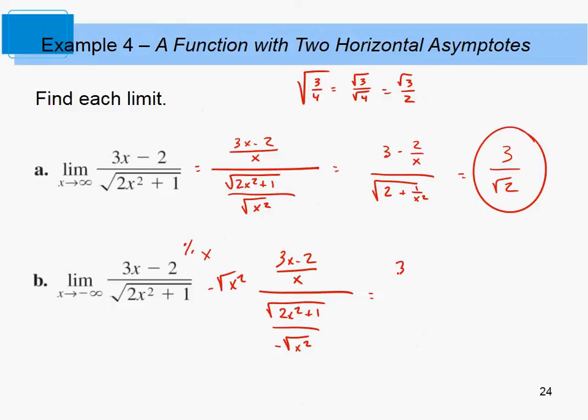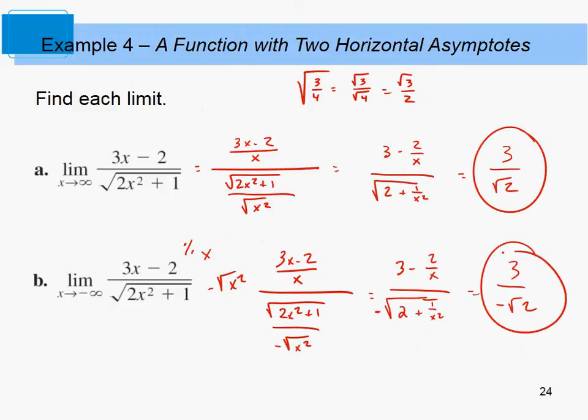So this gives us 3 minus 2 over x, and that minus sign is on the outside. So negative the square root of 2 plus 1 over x squared, which equals 3 over negative root 2. But those are two different limits. That's not going to be like their front side and the other side. It's not a rational function.